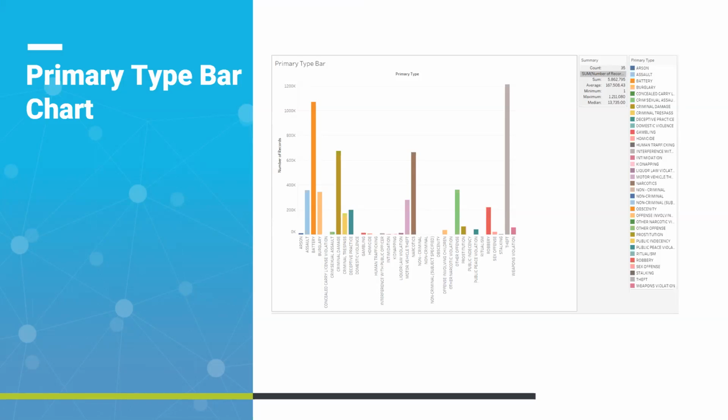278,739 records. The summary statistics again let us know that there are over 5.8 million records, with the average being about 167,508, the max of 1,211,080, and the min of 1.